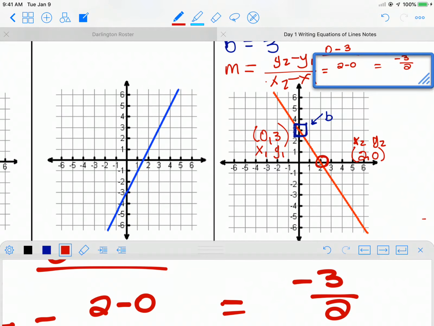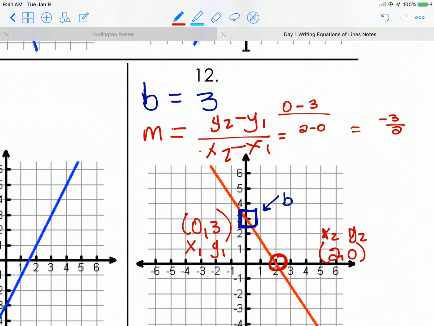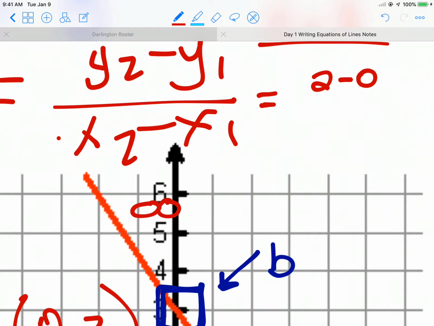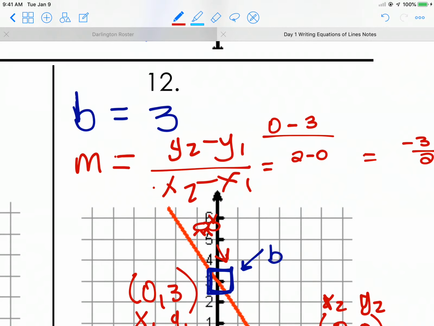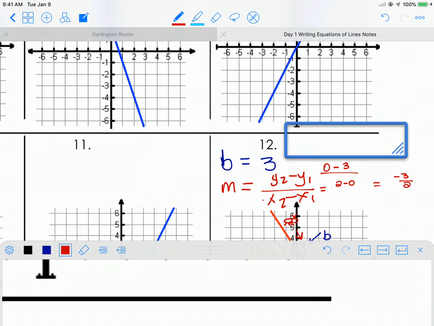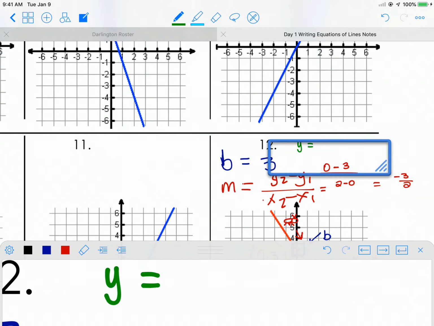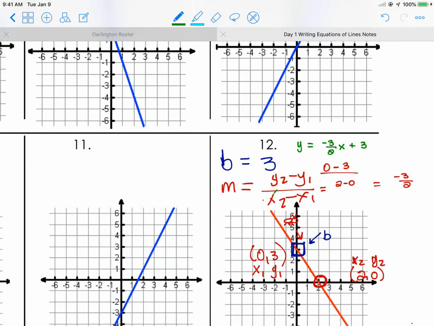This is a negative slope because our line is sloping down. Again, we read left to right, which means if I drew a little ant right here, instead of climbing up a positive slope, he slides down on a negative slope. So the equation of my line is y equals my slope, negative 3 halves, x, plus my y-intercept, which is 3.